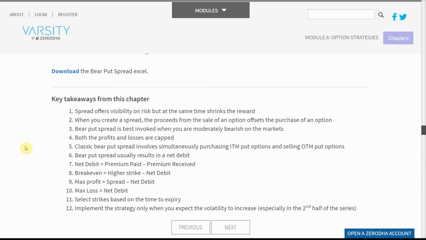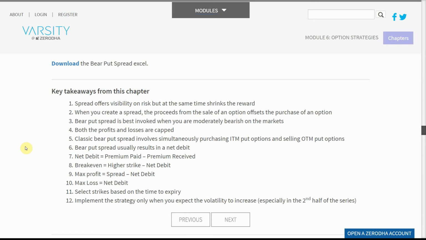Key takeaways from this chapter. Spreads offer visibility on risk but at the same time shrink the reward. When you create a spread, the proceeds from the sale of an option offset the purchase of an option. Bear put spread is best invoked when you are moderately bearish on the markets. Both the profits and losses are capped. Classic bear put spread involves simultaneously purchasing ITM put options and selling OTM put options. Bear put spread usually results in a net debit.